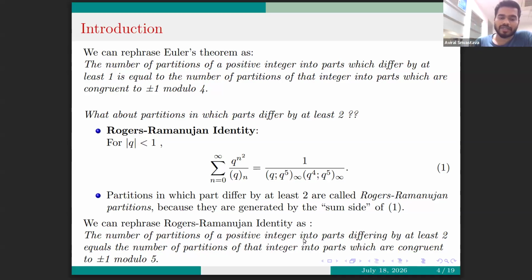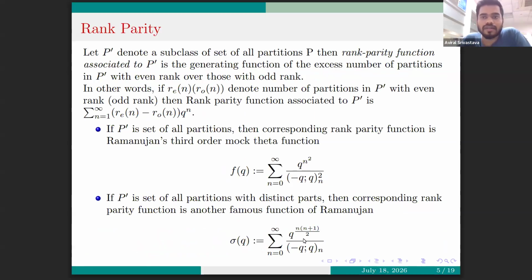So these are Rogers Ramanujan partitions. Partitions which differ by at least 2 are Rogers Ramanujan partitions. Moving on, let me define another terminology, that is rank parity.